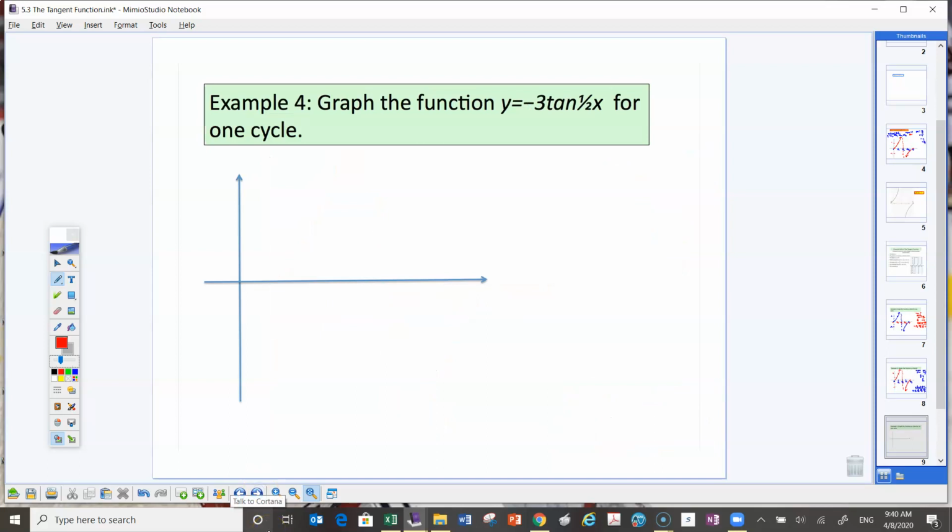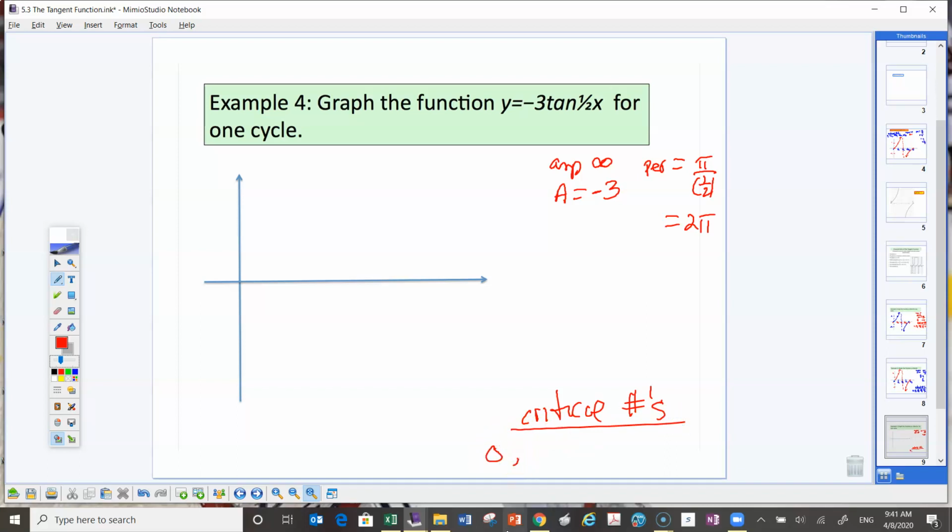Okay, the last one. Again, amplitude is undefined, but a in this case is -3. The period is going to be pi over 1/2. So if I multiply by the reciprocal, the period is 2 pi. And this time, for my critical numbers, I start with 0 again. I take the period, which is 2 pi, and times by 1/4 or divide by 4. So I'm really going up by pi over 2.